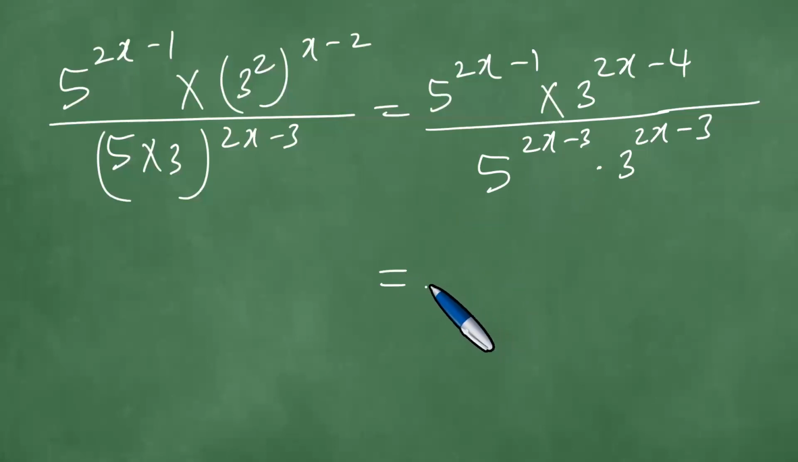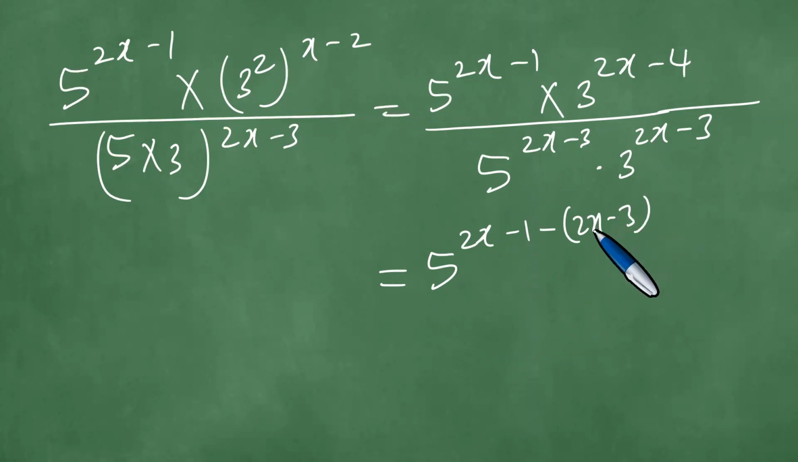Okay, so what are the bases here? Okay, so now you need to subtract these. So you subtract. Okay, so you look at the 5. The 5 is power 2x minus 1, and then you subtract 2x minus 3. So you bring the 2x minus 3 to the top. Minus into 2x minus 4, minus 3.